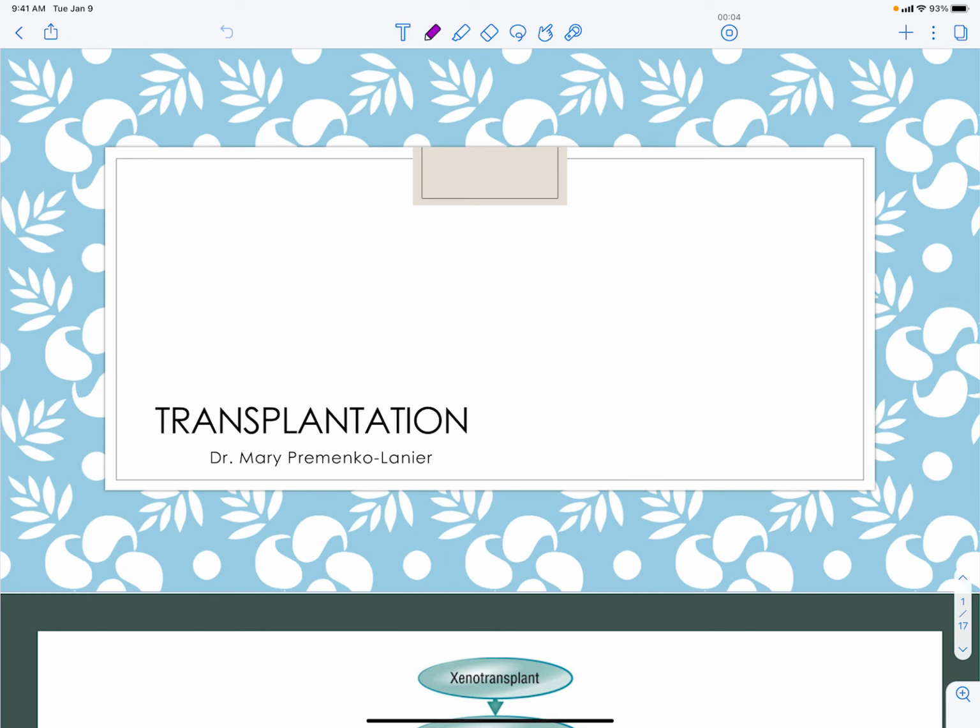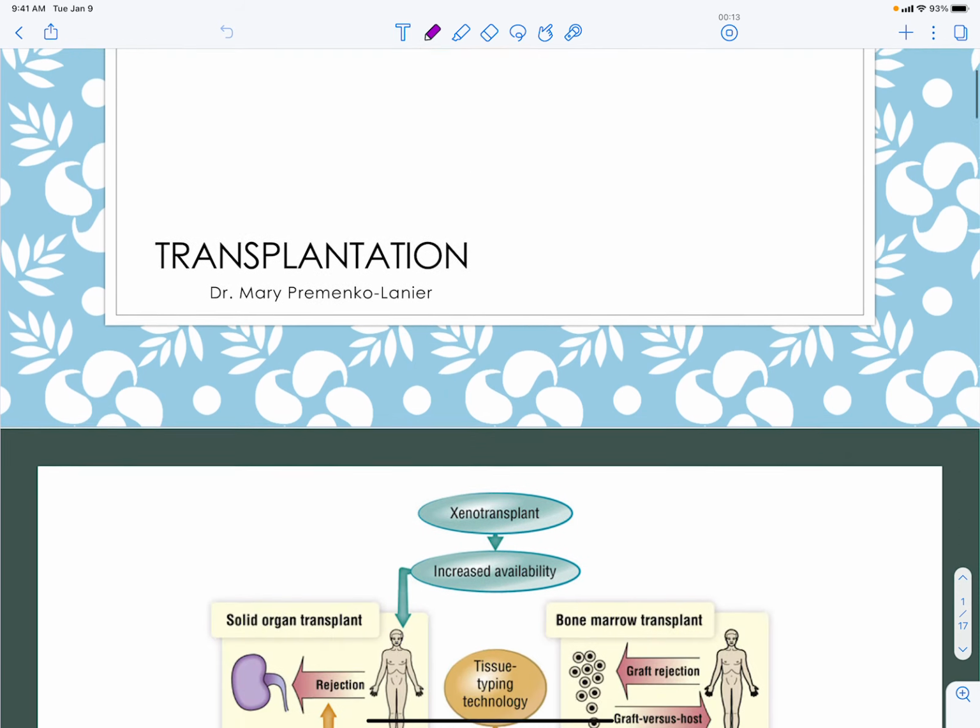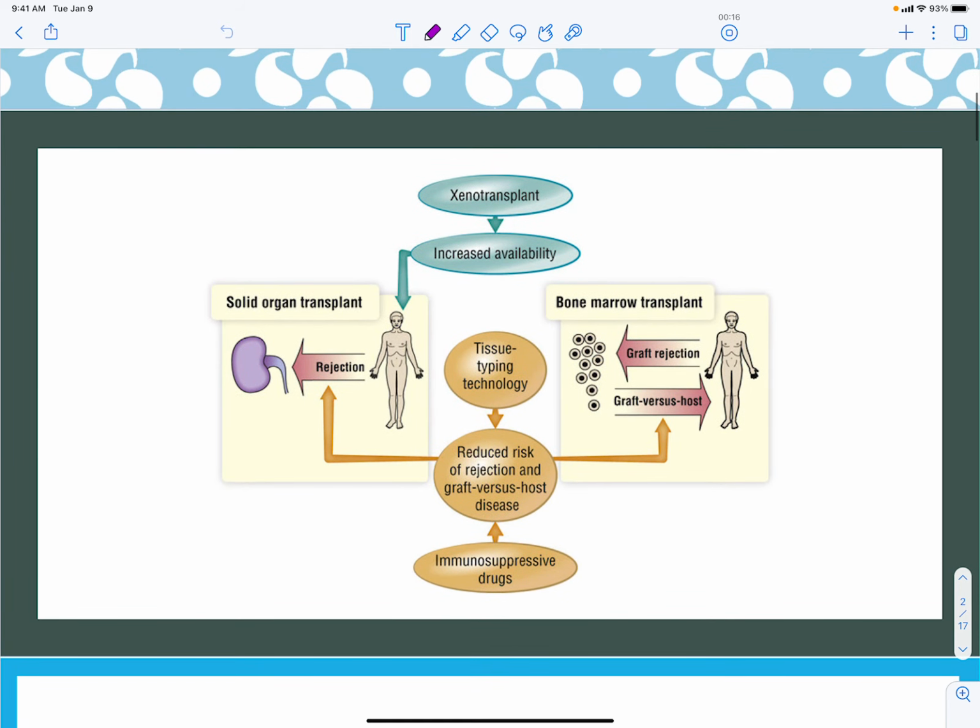All right, so now for this lecture, we're going to talk about tissue transplantation. And we also have, of course, stem cell transplant. Transplantation is the process that you use in order to replace an organ, such as a solid organ, your kidney, for example, or liver, that is damaged with a healthy version of it.